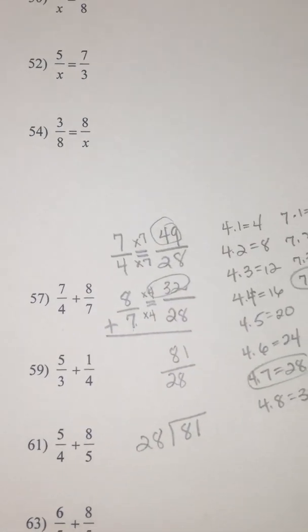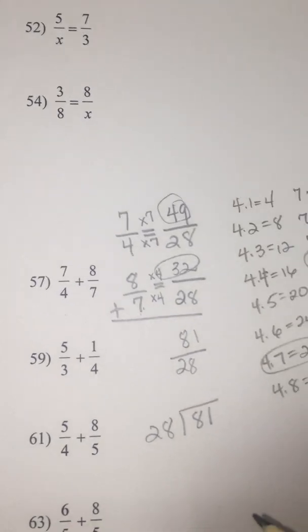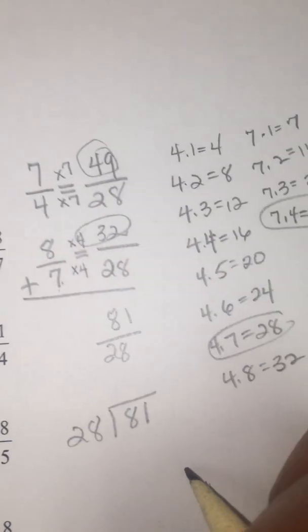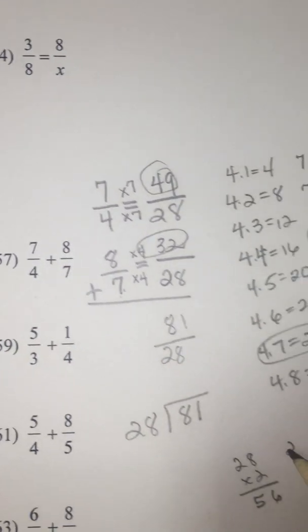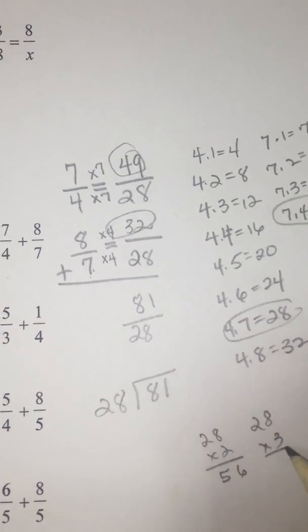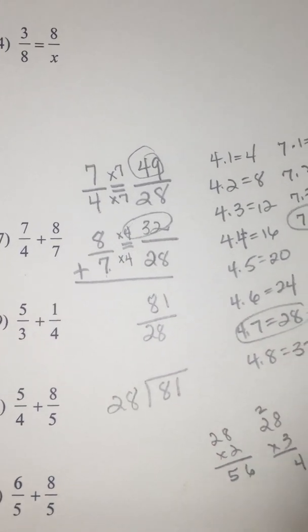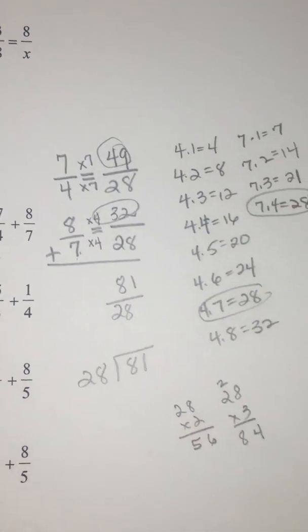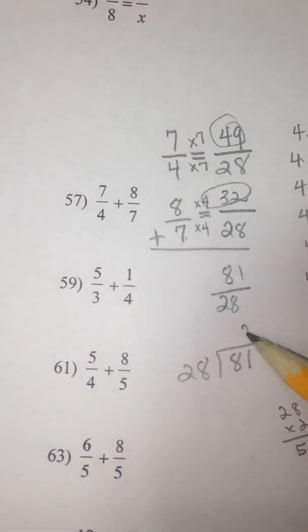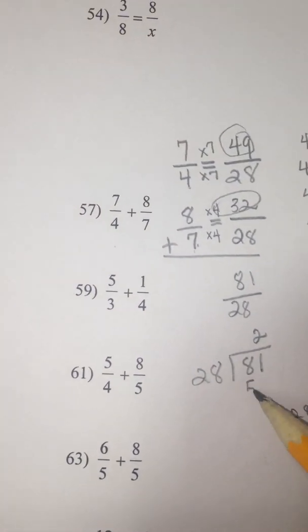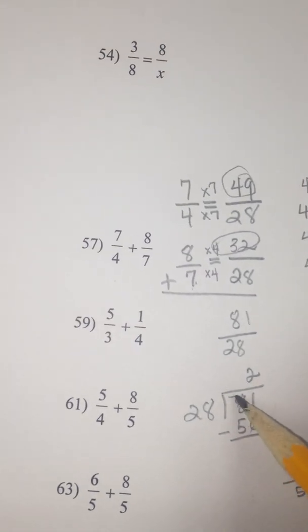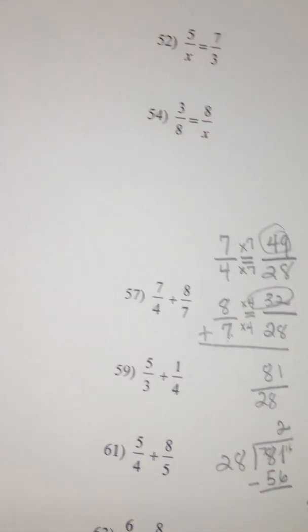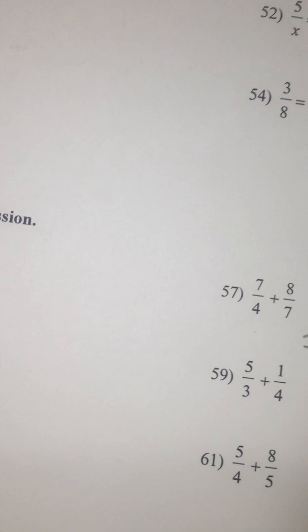So I'm thinking about 28. And if you don't have your calculator handy, let's see, what is 28 times 2? That's 56. 28 times 3 is 84. That's too high, right? So let's go 2. 28 times 2 is 56. Now I'm going to do 81 minus 56. Why did I put that as 11? Sorry, guys, it's been a long day.